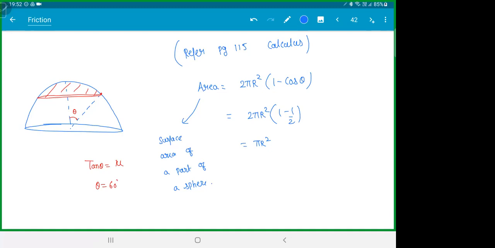Next, where will it come? It will come in electrostatics, flux, ray optics, and modern physics. Three more chapters, plus friction. So four chapters in total. Quite a good result though.